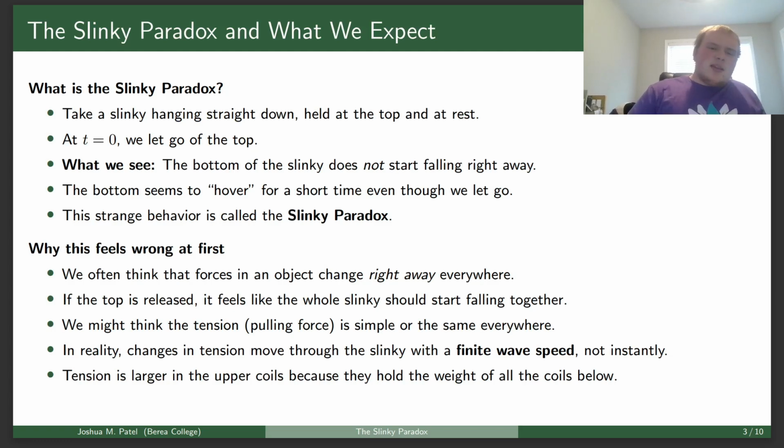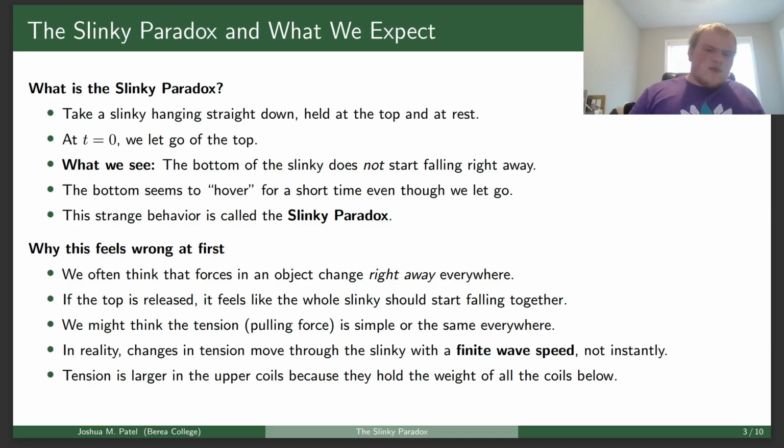So the Slinky paradox is essentially what I was saying earlier. You have a slinky, you hold it up into a static state, you let go of it, and the bottom seems to hover while the top seems to fall down until it collapses and it falls down. That is essentially the essence of the Slinky paradox.